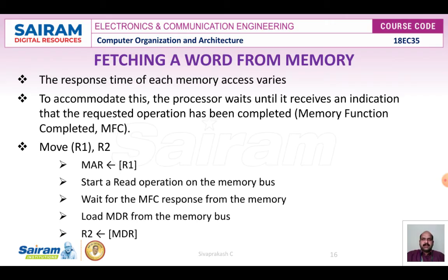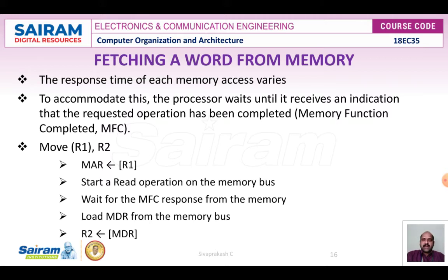To fetch a word, instruction, or data from a memory, the processor transfers the required address to the MAR, nothing but the memory address register. At the same time, the processor issues a read signal on the control lines of the memory bus. When the requested data are received from memory, they are stored in the memory data register. From the memory data register, they are transferred to other registers.